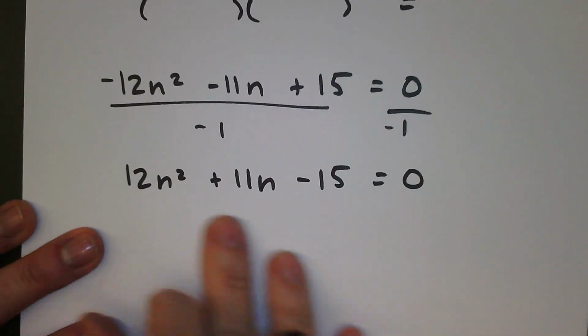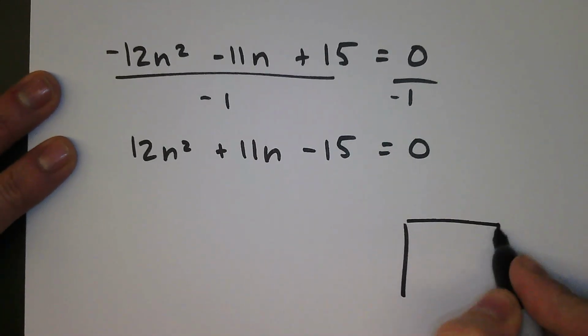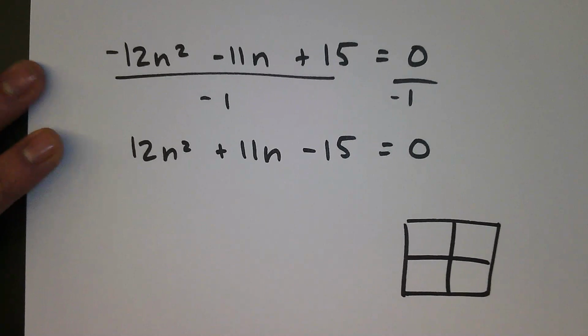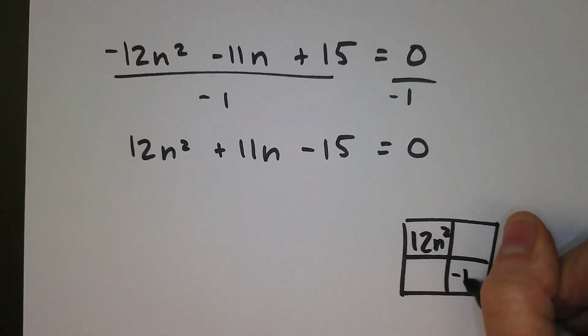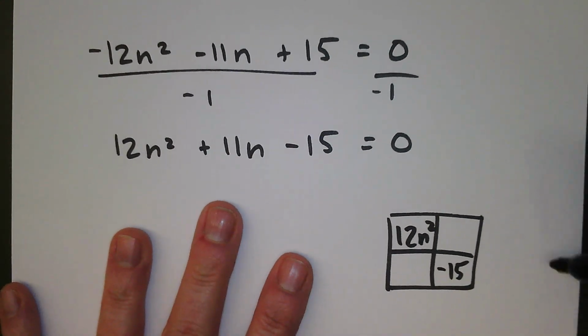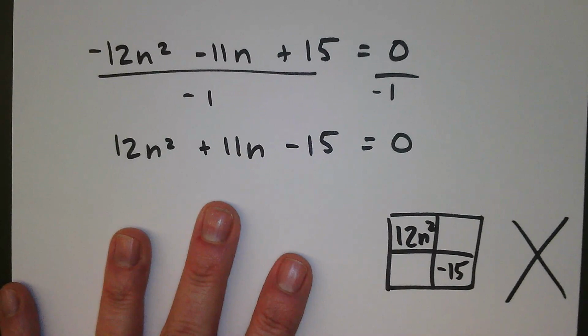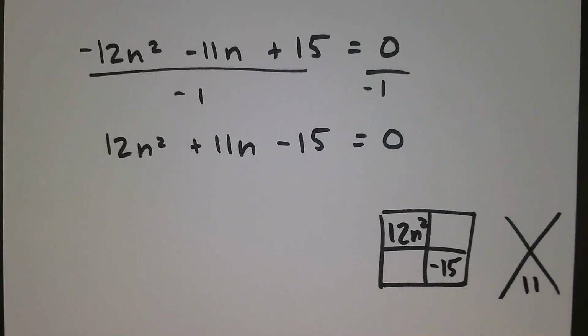All right, now from here, I want to factor this guy. I'm going to set up an area model in order to do so. So I will put my 12n squared here, and I'm going to put my minus 15 here. Now I know these two pieces have to add up to an 11n. I'm going to use a diamond problem to help me figure out how to sort that. I know they have to add to 11.